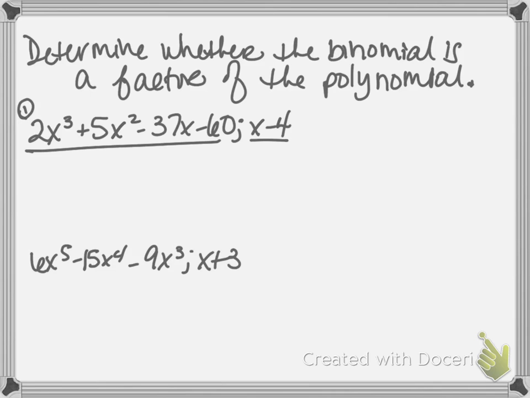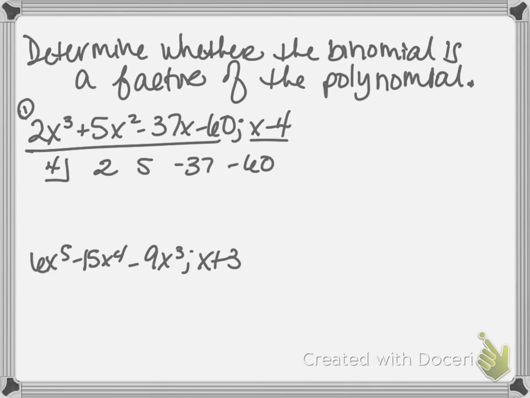And since we have our binomial in the correct format, we'll go ahead and do synthetic division just because it'll make our life a little bit easier. So I'll take each piece and I'll do 4, 2, 5, negative 37, and negative 60.